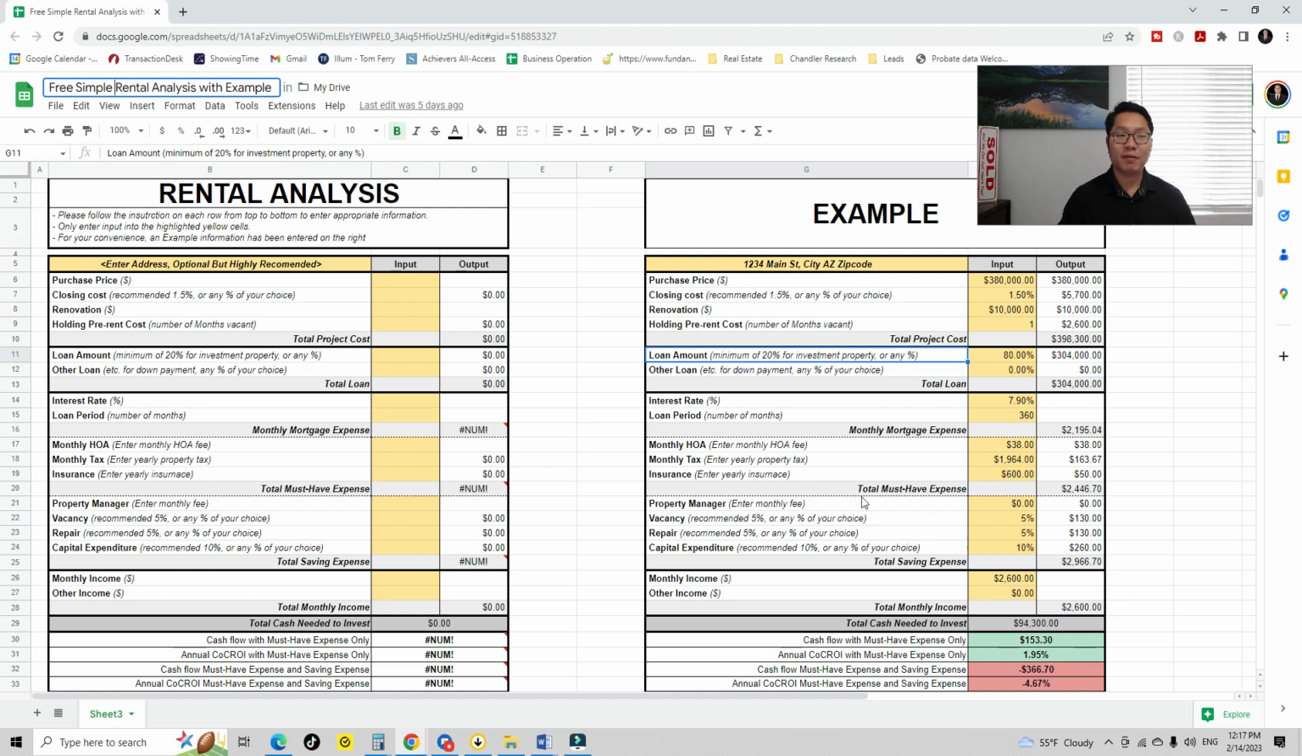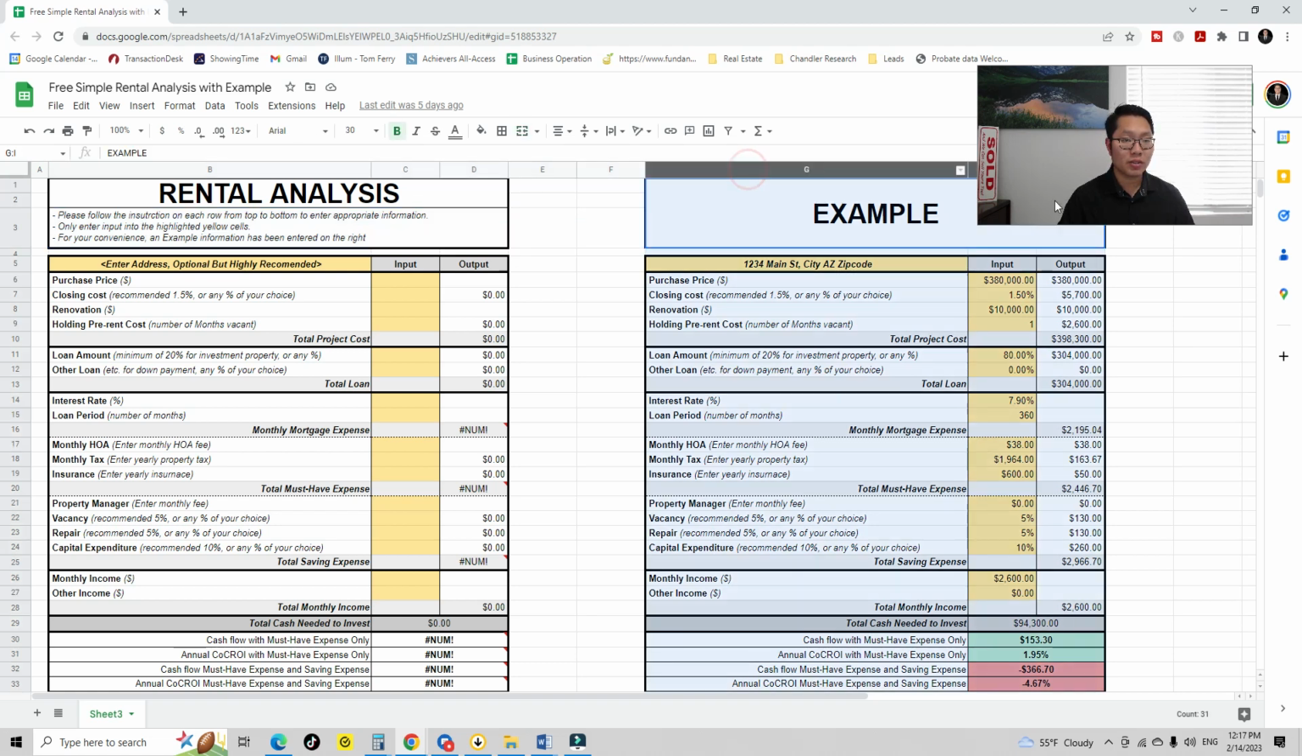When you receive the file, you're going to see on the left here the rental analysis, which already has instructions that I highlighted on how to use the sheet. However, if you want to understand more about the example, what kind of numbers and what format you want to enter, you're more than welcome to look at the example over here.